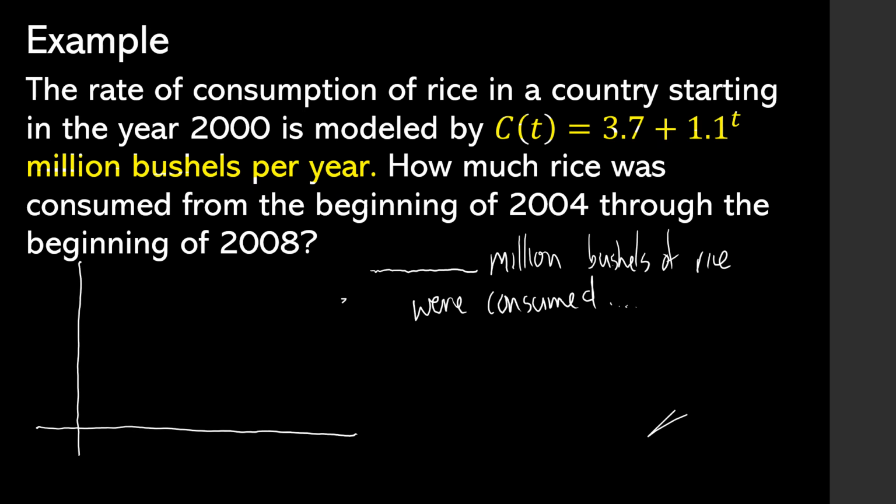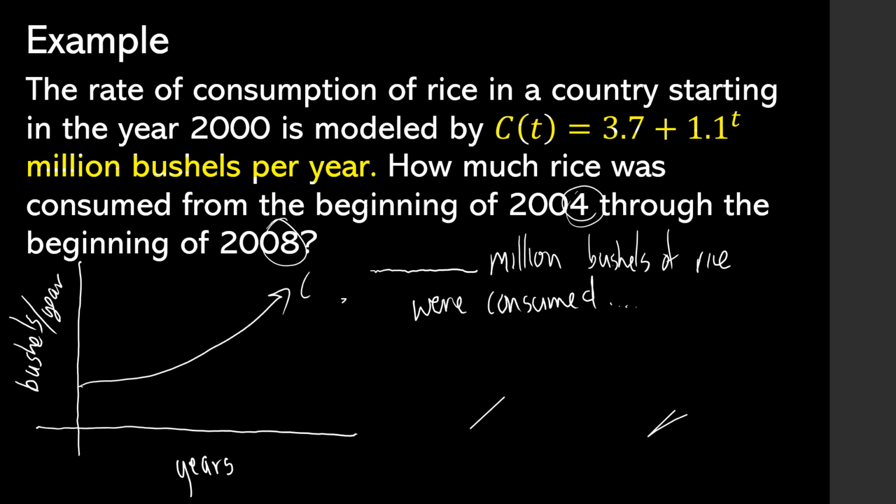We're given a rate measured in million bushels per year, but I'm just going to write bushels per year. And then our horizontal axis, I'm going to write years even though it's years after the year 2000, meaning we're talking about 4 through 8. Well, what does C of t look like? C of t looks something like this.